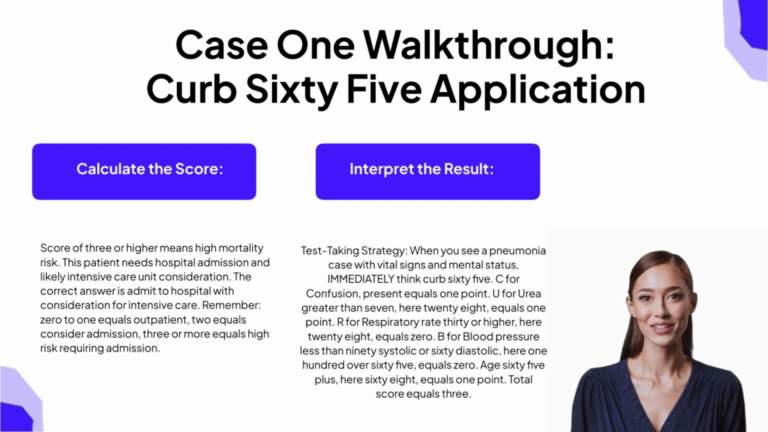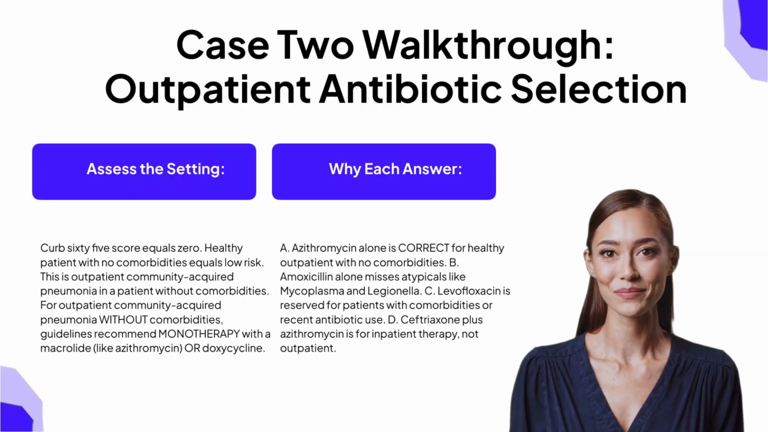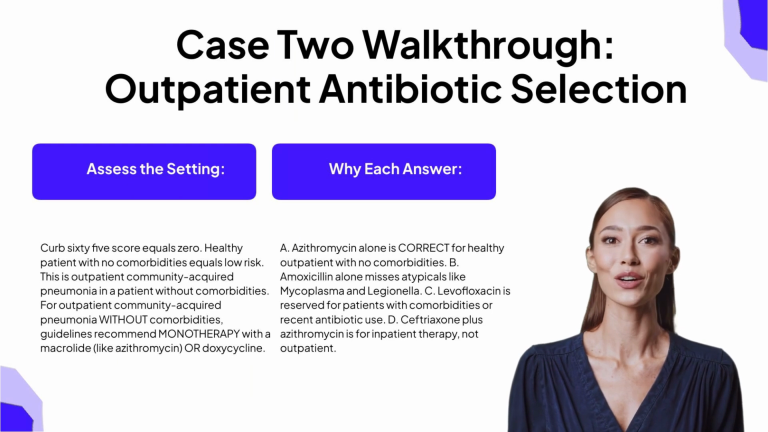The test-taking tip here is to immediately scan for these 5 components whenever you see a pneumonia case with vital signs and mental status. Now let's look at a different scenario. This healthy patient with no comorbidities has a low CURB-65 score of 0. The key question is asking about outpatient antibiotic selection. Read through the choices carefully before I explain. This is where understanding the guidelines pays off.